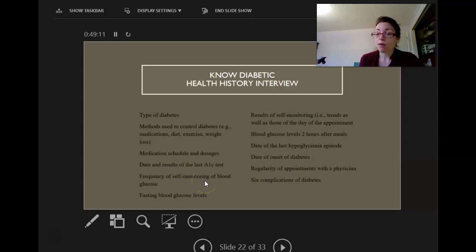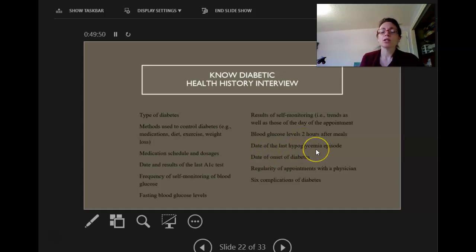Frequency of self-monitoring. How often do they check their blood glucose? Fasting blood glucose levels, if they know that, if they've had that recently. Results of self-monitoring, trends, as well as those of the day of the appointment. If they know all this and they answer fast, chances are they're probably well controlled, or they have been struggling to get well controlled. Blood glucose levels 2 hours after meals. I think this means blood glucose levels 2 hours after the meal. I think there's a typo there.